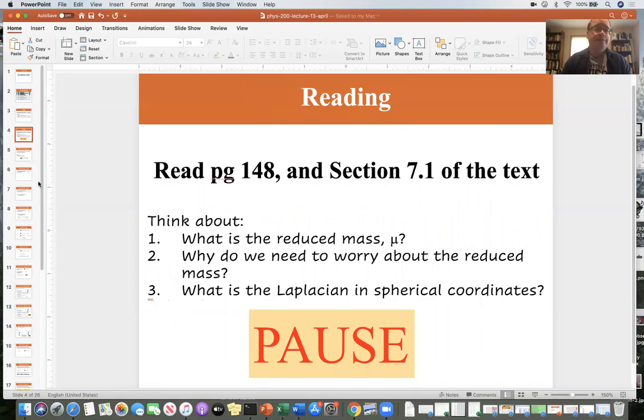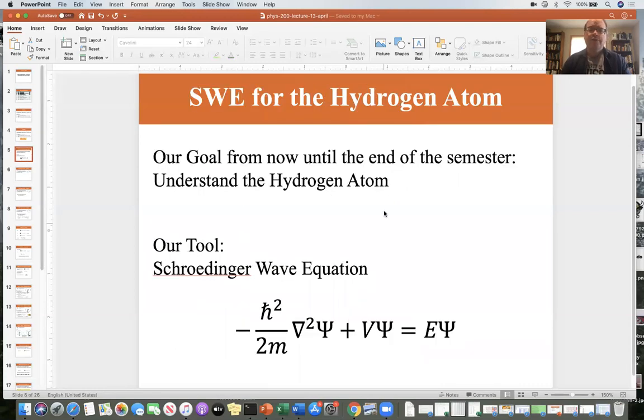Okay, welcome back. So the Schrodinger wave equation for the hydrogen atom is really our goal here, right? We want to understand the hydrogen atom. Our tool is going to be the Schrodinger wave equation right here, written in its nicest form: minus h bar squared over 2m times the Laplacian del squared of psi plus V psi equals E psi. Oftentimes when I write this capital psi, I'll mean some sort of total wave function, which we'll see here in a minute. This V here could be any potential. This E here is the eigenvalue energy.